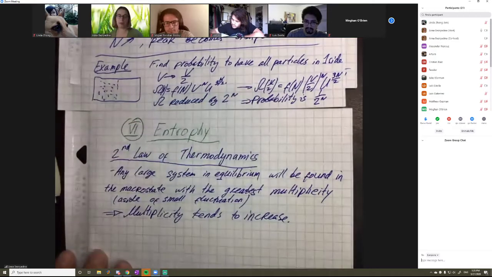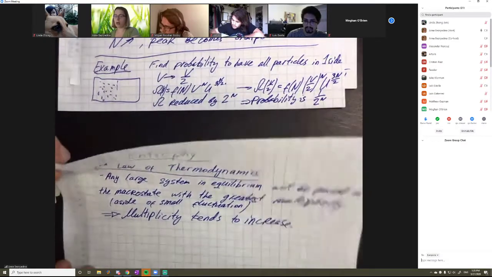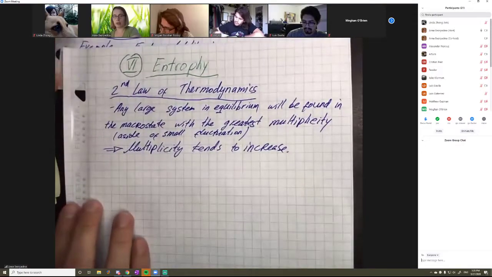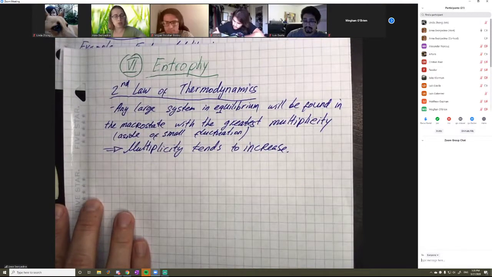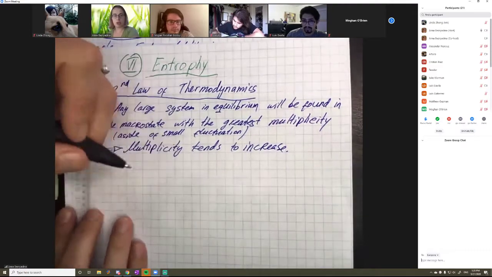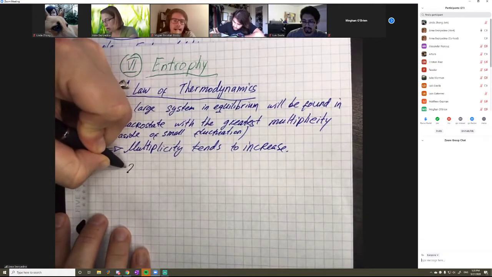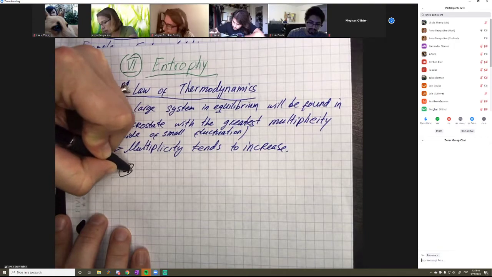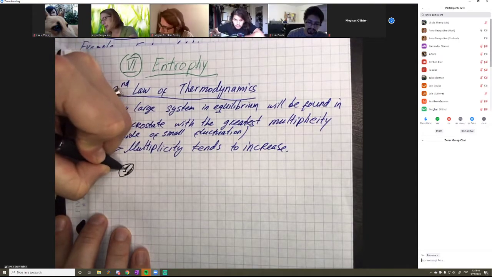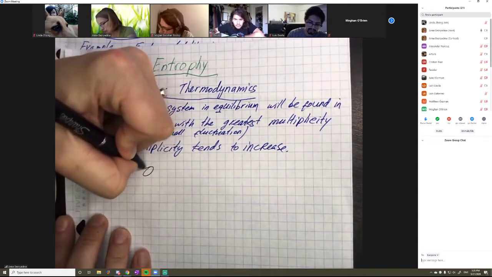Okay. So now that's what we know about the second law of thermodynamics. Now let's introduce entropy and see what's going on in terms of entropy. So our number 1 subsection here will be definition.